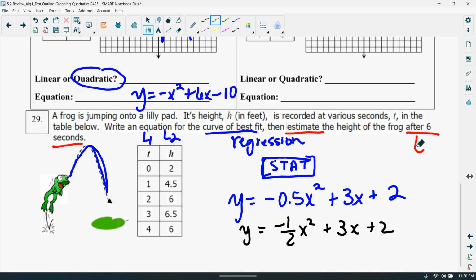Well, x is representing time. So there's basically two ways I can do this. I don't know why this is not letting me extend this page. Okay, because I'm kind of running out of room. Since the time here is your x, wherever I see these x's, I can plug in a 6 there. To show the work, that would be -1/2 parentheses 6 squared plus 3 parentheses 6 plus 2. And then I can work it out using the calculator.